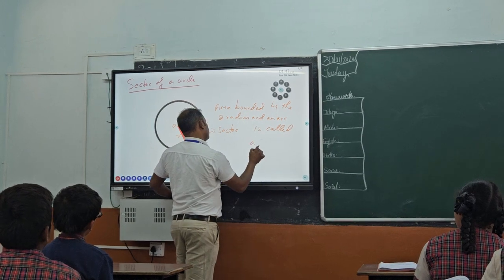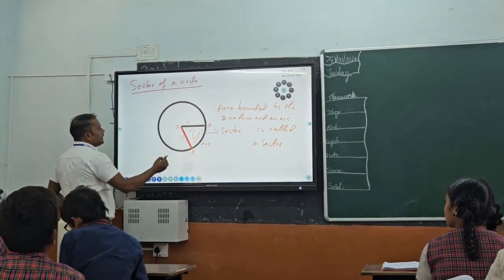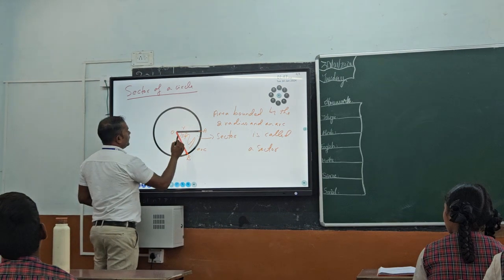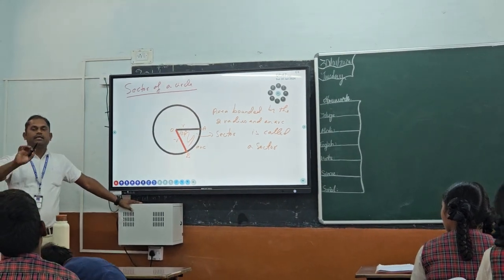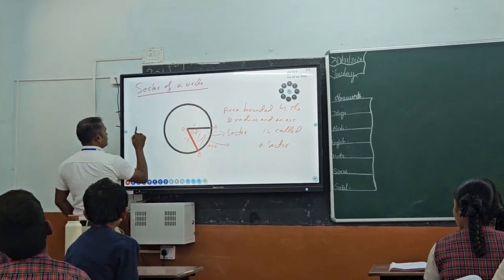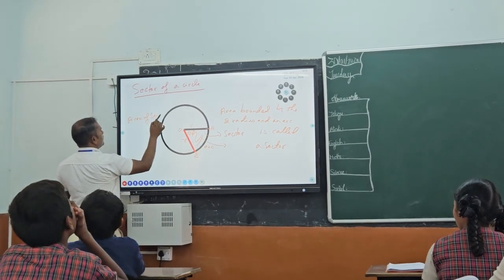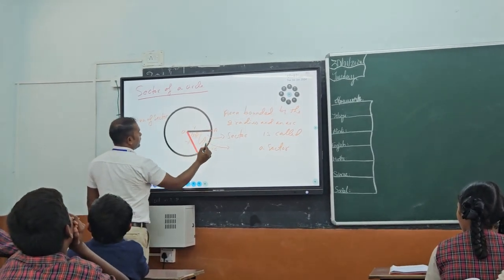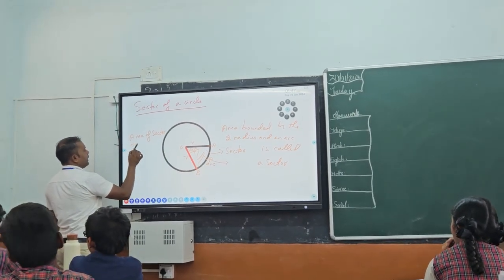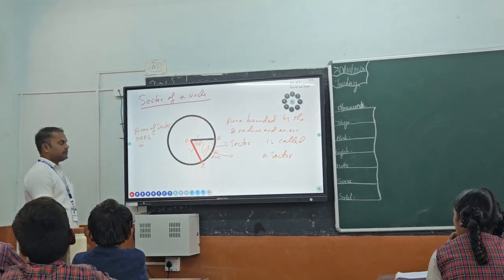Now, if two radii are bounded here, then what will form here? Angle will form. Suppose this is 30 degree. What is the area of this sector? Area of sector, let's write here a point P. OAPB. What is the area of the sector OAPB?